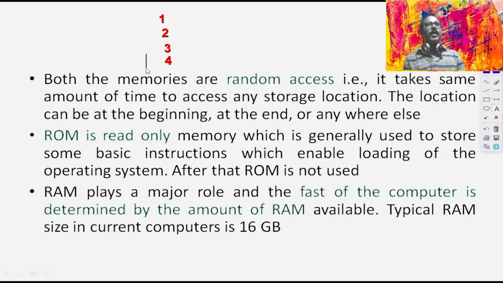Whereas if you consider ROM, ROM is also of type random access. Both RAM and ROM, don't get confused, both RAM and ROM are random access. But only in the case of RAM, that word random is there, random access memory. ROM is called read-only memory. But both are random access only.